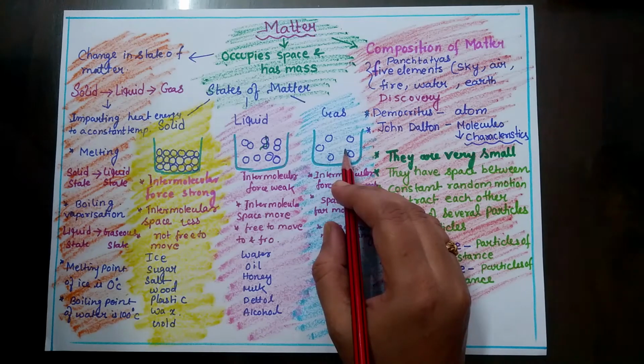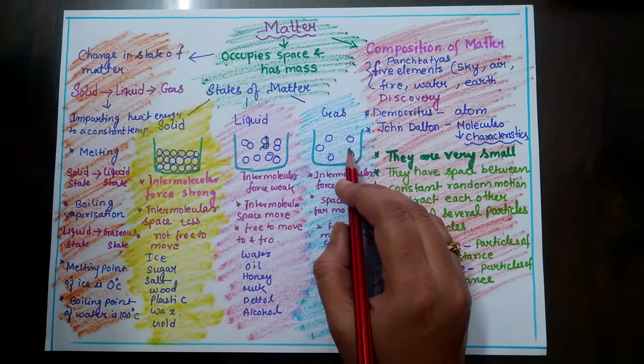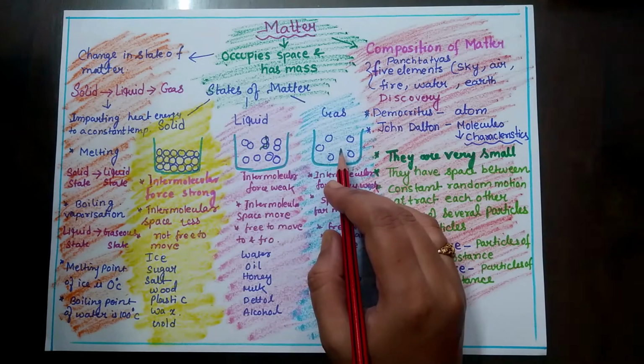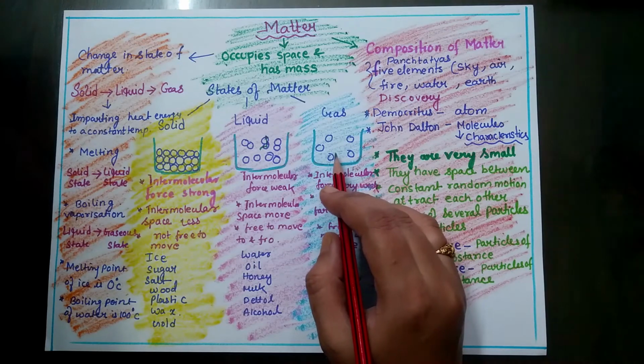When the intermolecular force between the constituent molecules is very weak or negligible, the intermolecular space is very large as compared to the liquid, and the molecules are free to move to and fro anywhere. That type of matter is called the gaseous state.